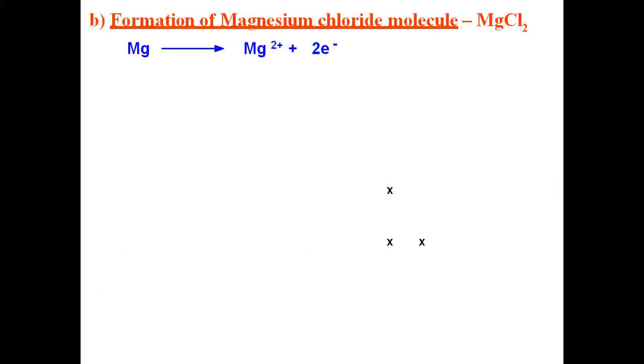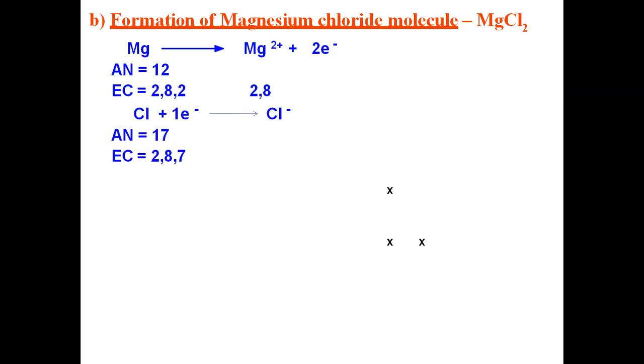The next, we can see the example of magnesium chloride. When we consider magnesium, the atomic number of magnesium is 12. So the electronic configuration of this magnesium will be 2, 8, 2. In order to have 8 electrons in the outermost shell, it should lose 2 electrons. When it loses the 2 electrons, now what happens? It becomes 2, 8. And at the same time, the chlorine, as I already told, is a 1 electron deficient element. It gains that 1 electron and becomes a Cl minus.